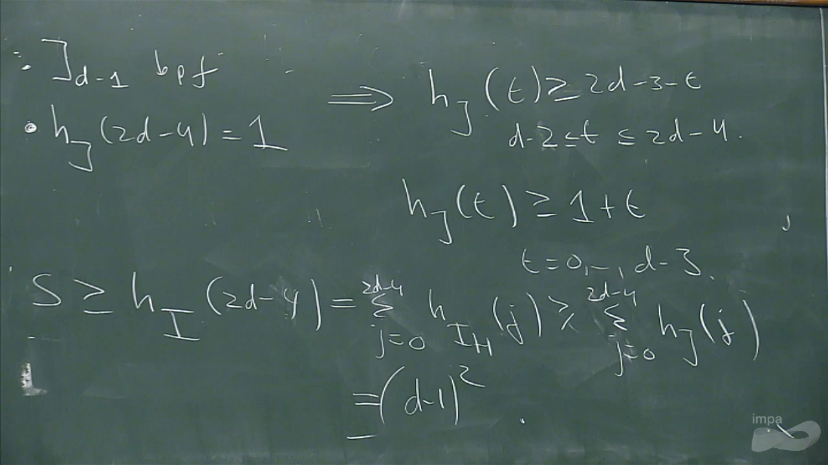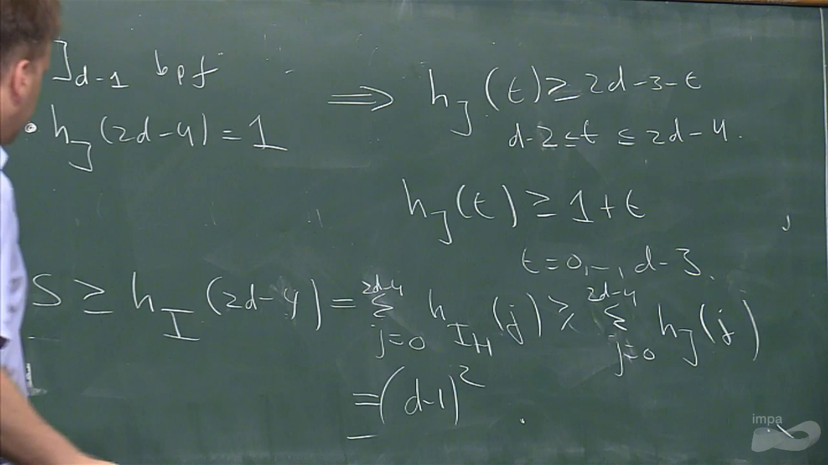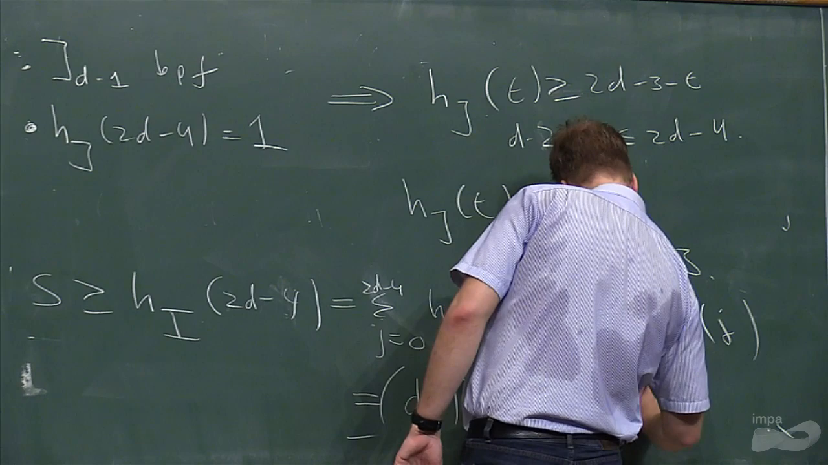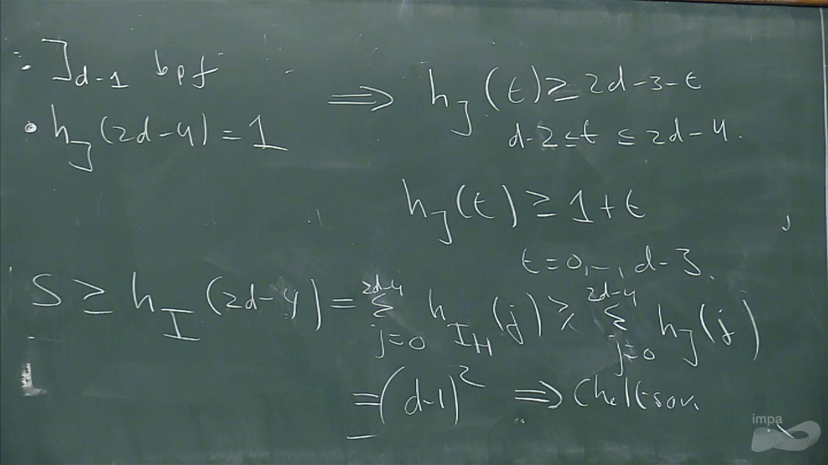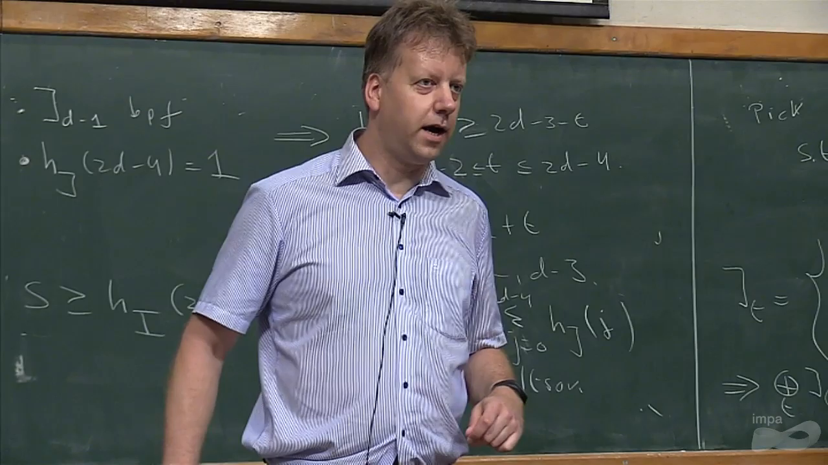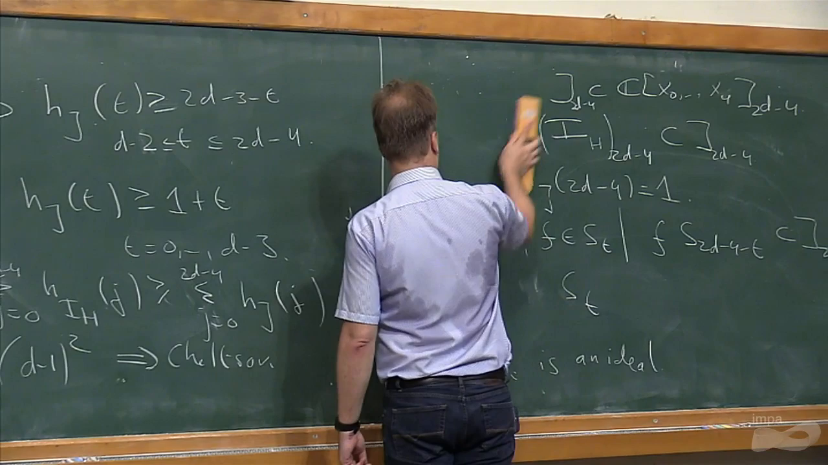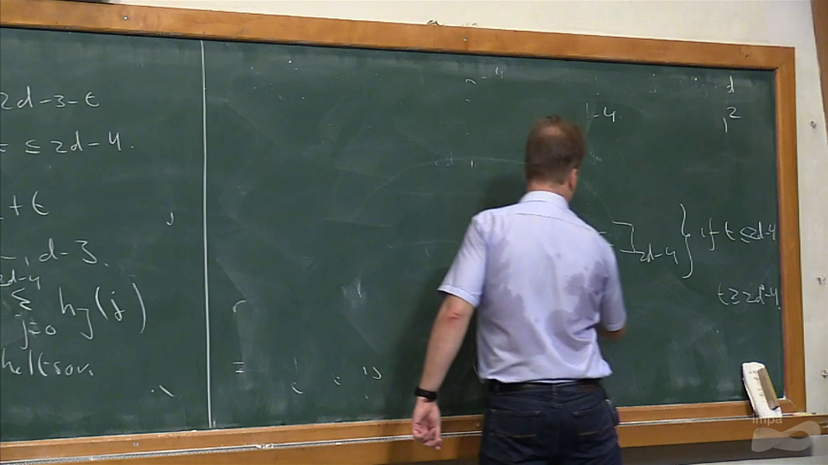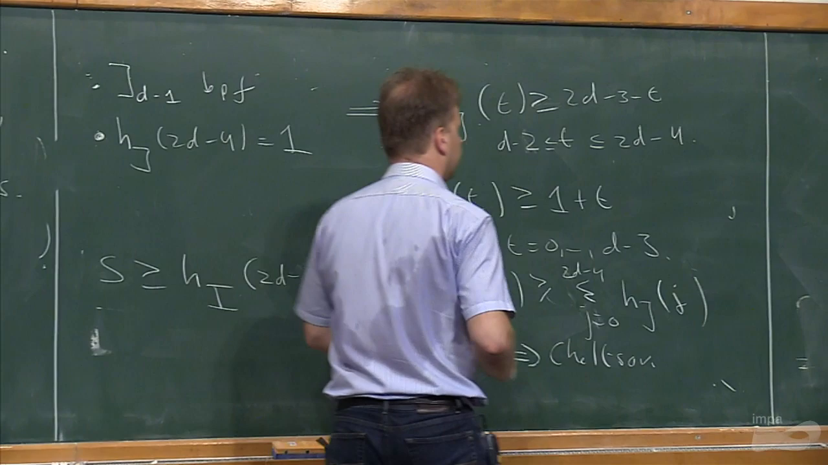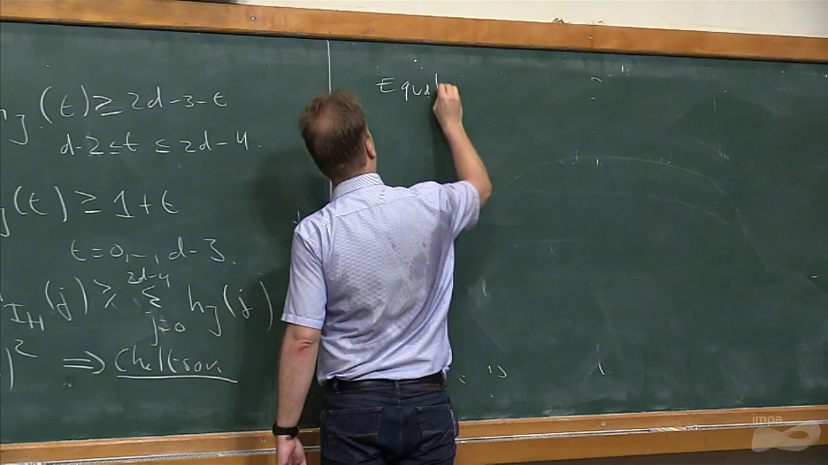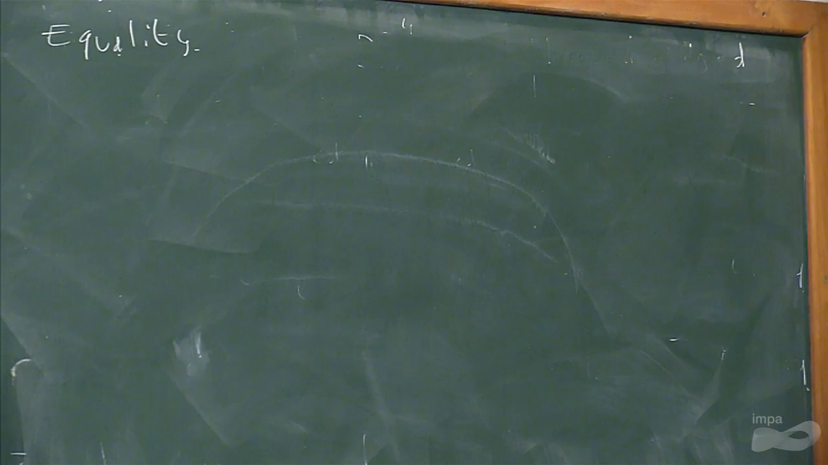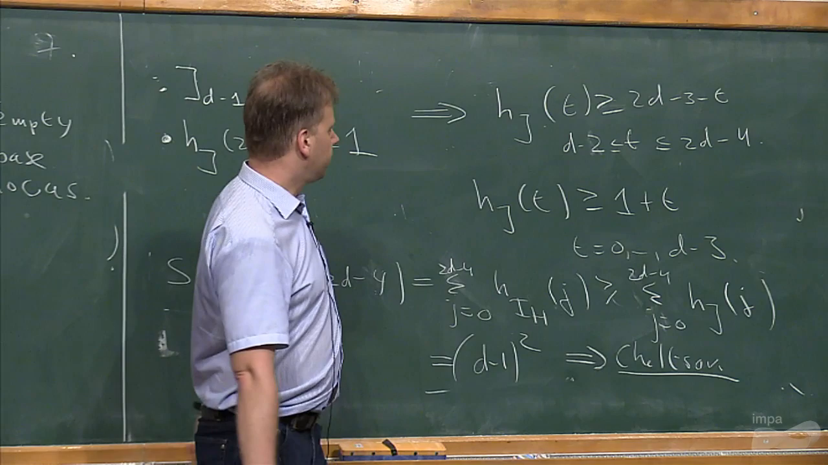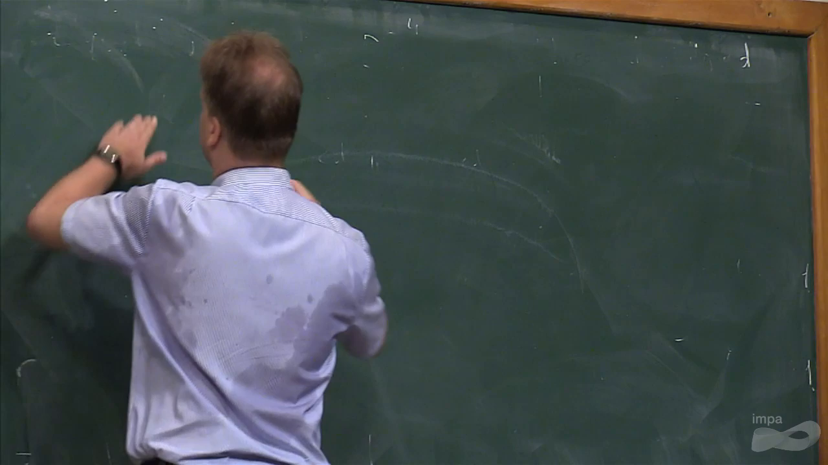So I was much more ambitious in my theorem. In the Chmutov case, that's easy. If I have d minus 1 squared nodes, then I need equality everywhere here, so here, here, here, and here, etc. So you have equality, so the number of nodes S is d minus 1 squared, that implies equality everywhere.